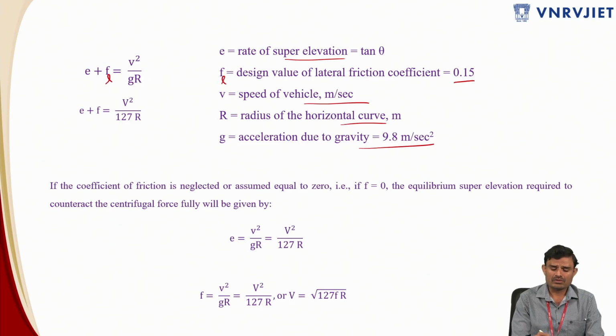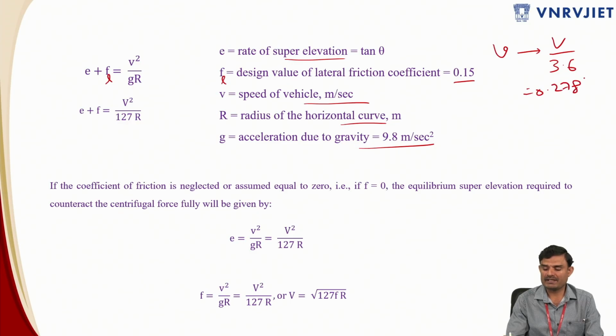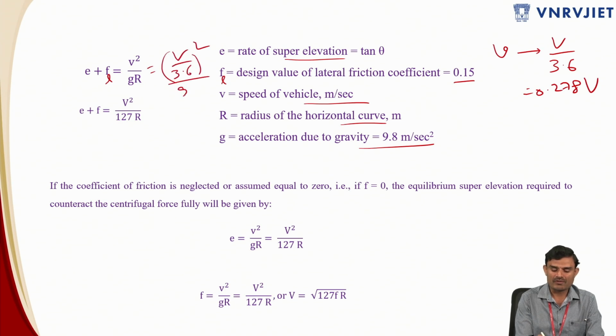Okay, if we convert this into capital V, we already know the relation between small v and capital V. Small v in meters per second is equal to capital V divided by 3.6, or 0.278 capital V, or simply you can substitute small v is equal to capital V by 3.6 whole square divided by gR. If you substitute that, you'll get the standard equation E plus F is equal to V square by 127R.